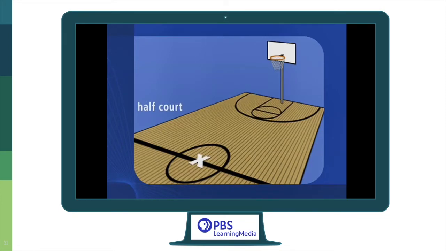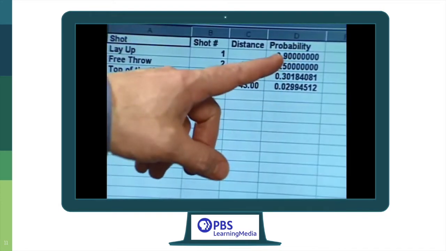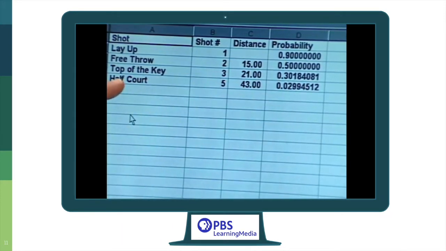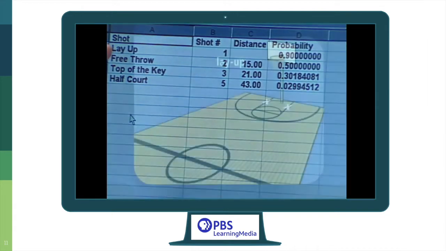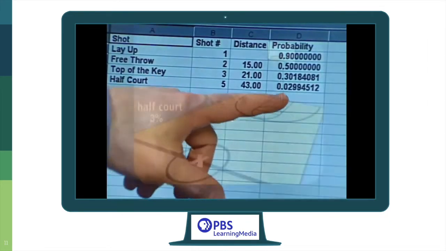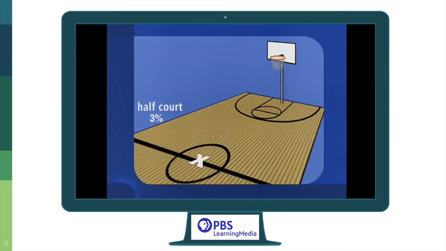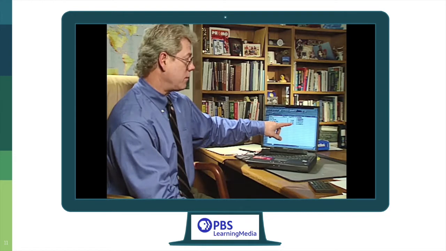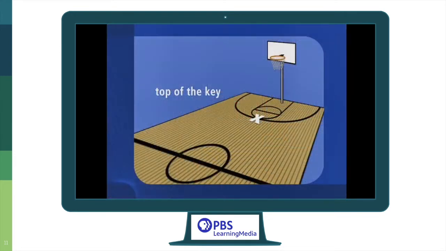For each individual shot, we assign a probability or likely probability of someone making that shot. In the case of layup, we would say 90%. In the case of a half court, we would say almost 3%, or 1 in roughly 35 shots. For a top of the key, which is the top of the circle, we assign that a probability of 30%. And the free throw, which is at the free throw line, of 50%.